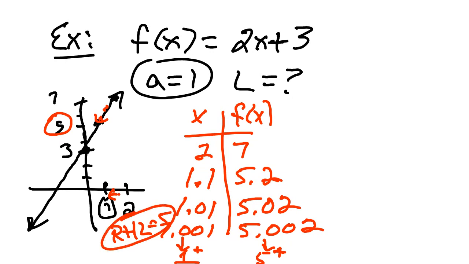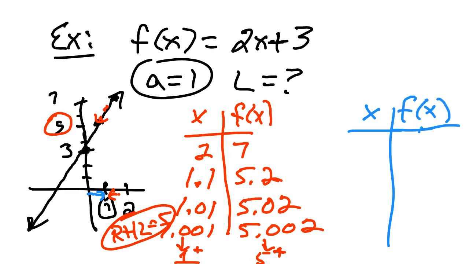Okay, so now let's approach from the left. So I like using blue for the left. As I approach 1 from the left, once again, we try and stay away from plotting points and figuring out what's going on. This is a graph where we can see what's going on very easily. It's going to be easy to see that I'm going to approach that height of 5 as I approach 1 from the left.